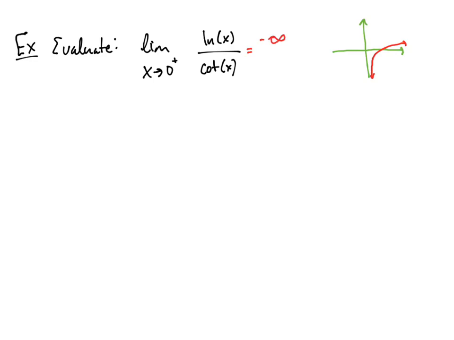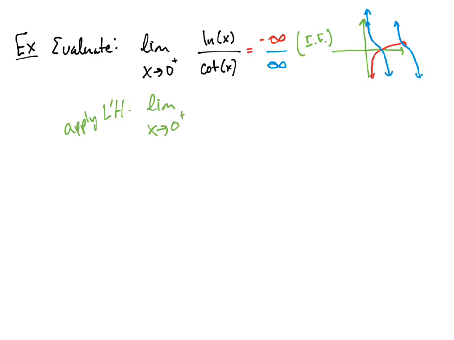And then the graph of cotangent, I'll do that in blue here. The graph of cotangent is a decreasing graph, and it does something like this, and it keeps repeating. So when we're getting close to 0 from the right-hand side, cotangent is going to positive infinity here. So what we see is that this is an indeterminate form. So we're going to apply L'Hopital's rule, and that just means take the derivative of the numerator and the denominator.